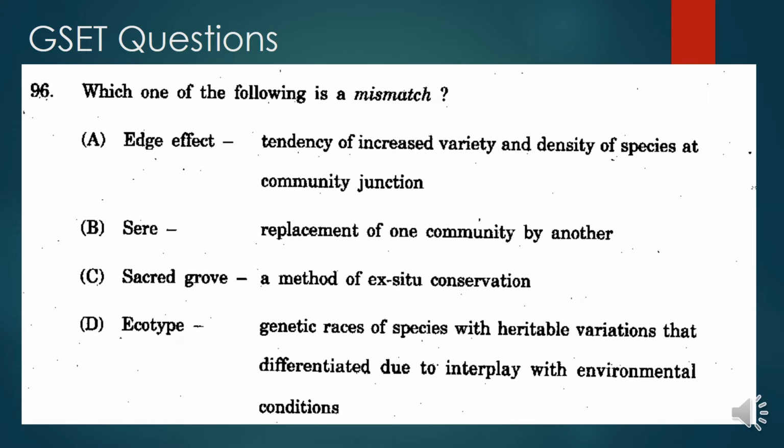So, this is the GSET question that I have been talking about, and we'll discuss this question at the end of the video. This is a mismatch type of question where we have to find out which is the mismatch, and there are definitions. On the left side, we are seeing edge effect, sere, sacred grove, and ecotype, and we have to just find out which one is the mismatched definition of these terms.